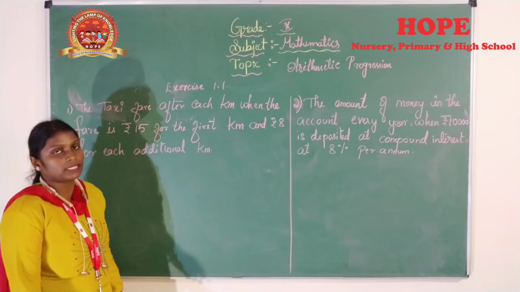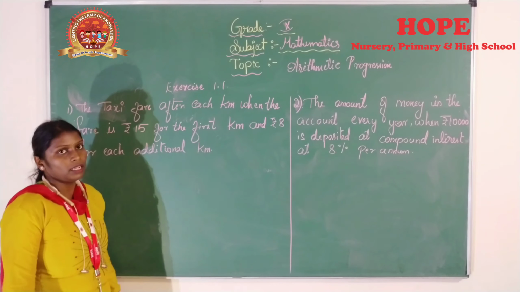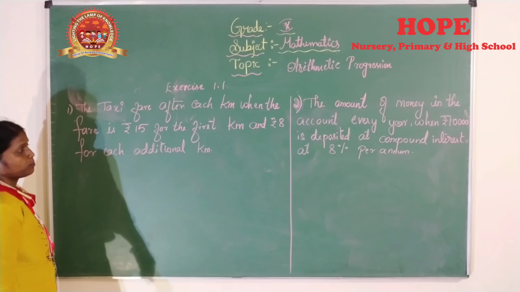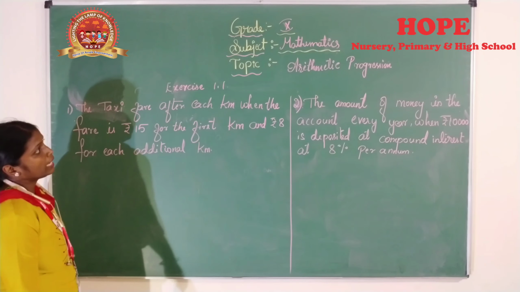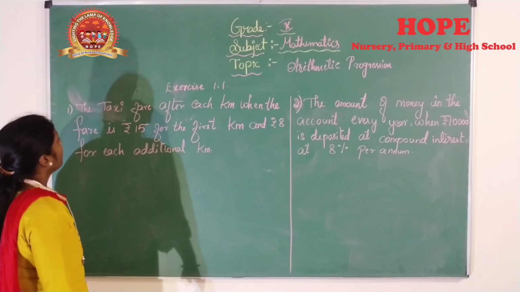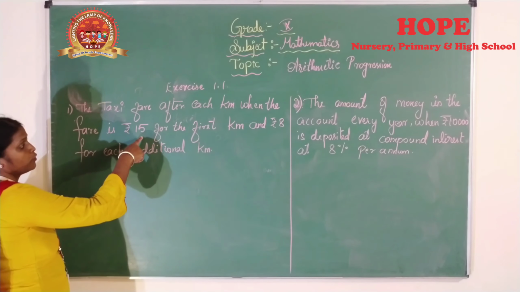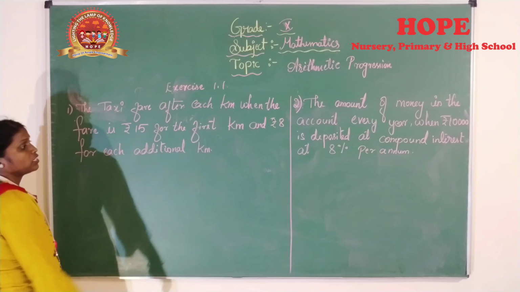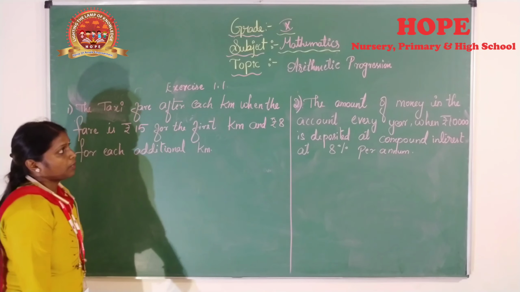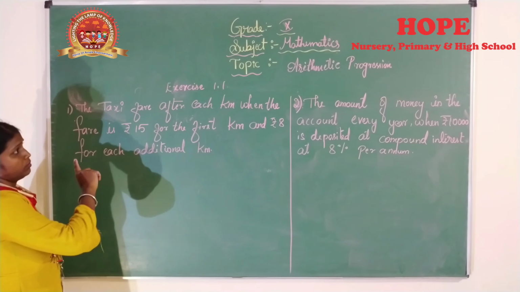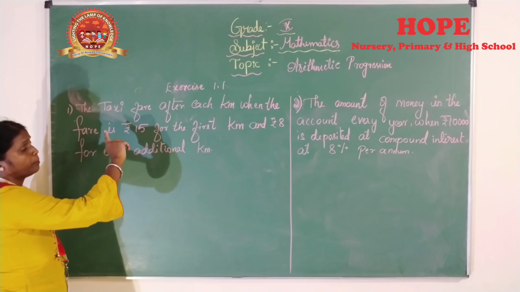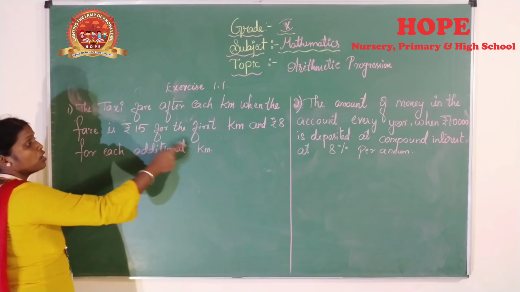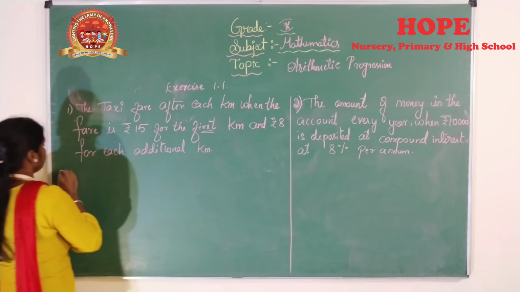If we move on to solving the exercise problems related to the AP, the first question given to us is the taxi fare after each kilometer, when the fare is rupees 15 for the first kilometer and rupees 8 for each additional kilometer.